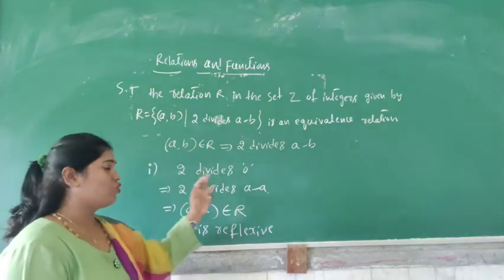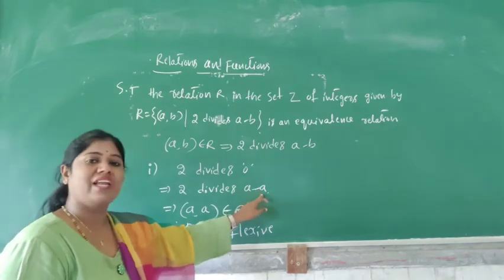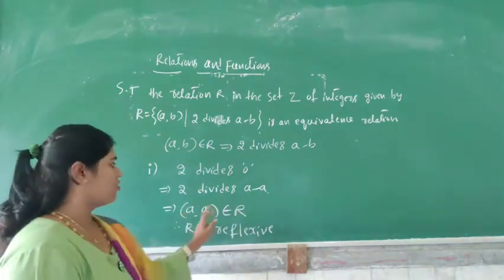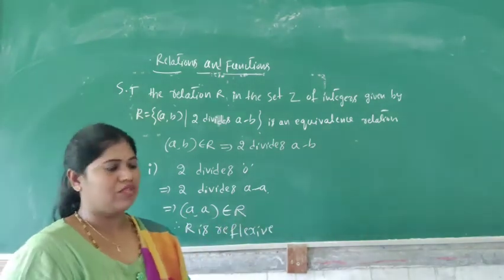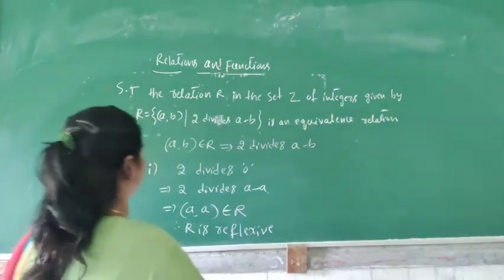We have to write (a, b) belongs to R implies 2 divides a minus b. For reflexive, 2 divides 0, where 0 is nothing but a minus b. a is related to a, 2 divides a minus a. So it means (a, a) belongs to the set R. R is reflexive. Then what you have to show next? R is symmetric.